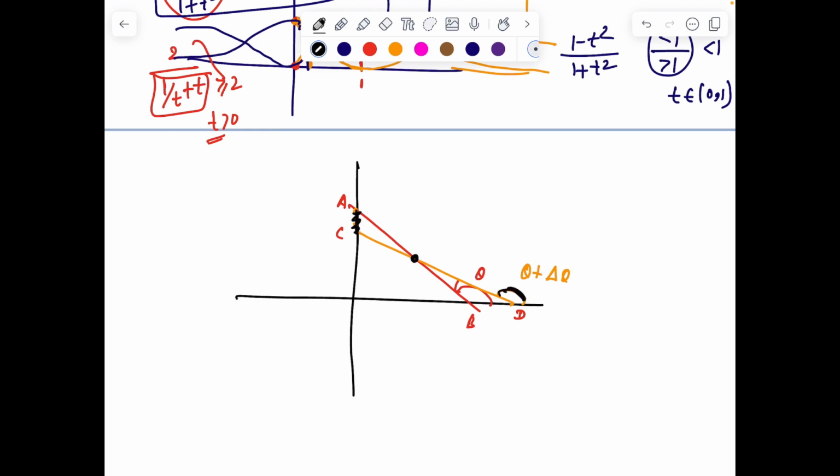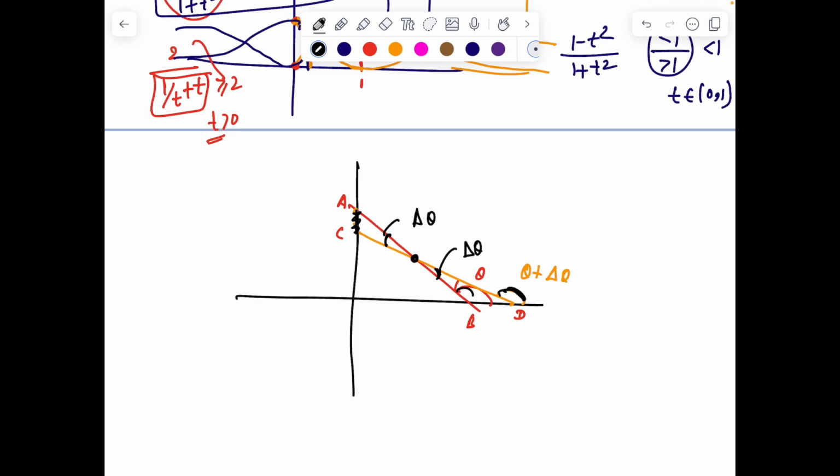We know since this is theta plus delta theta and this is theta, so this small angle will be delta theta. Remember, we will find this in the limiting case. So hence we have this as delta theta, right? So what about this length?